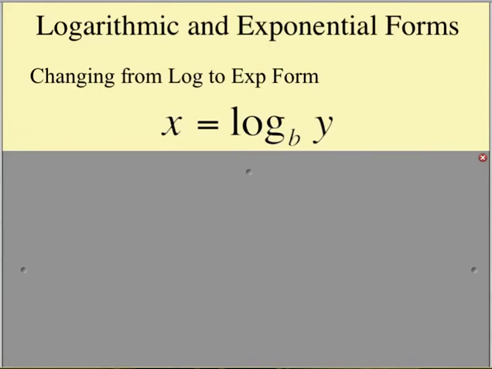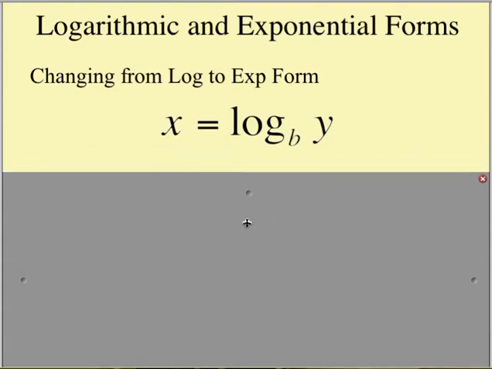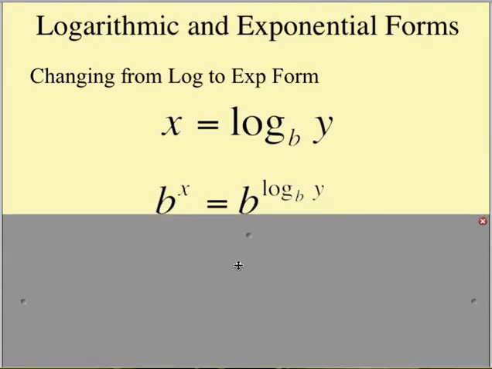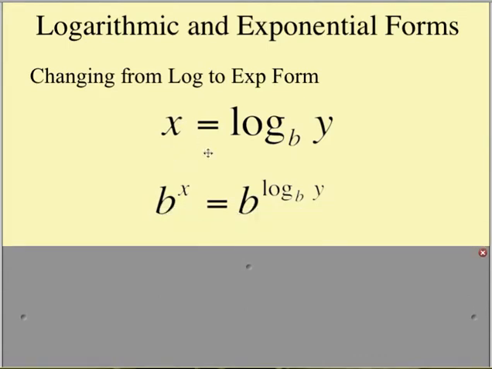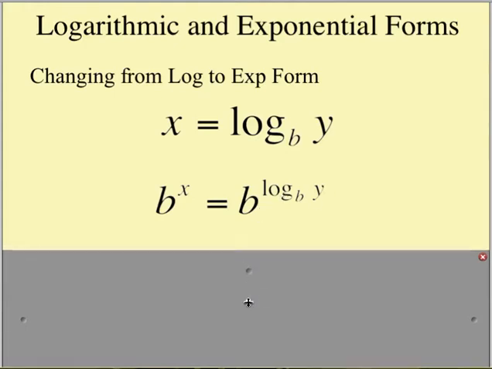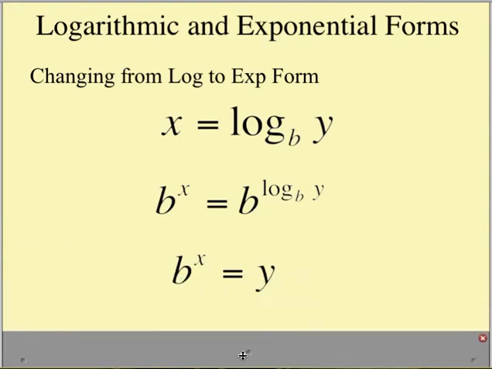Logarithmic and exponential forms. Now you should be able to change back and forth from a logarithmic form to an exponential form and vice versa. Whatever the base is, that's what you want to do to both sides. On this one it says change from log to exponential form. What we're going to do is exponentiate both sides, meaning make both sides the exponent. So the left side is going to become b to the x, and the right side is going to be b to the log base b of y. Now using that inverse property, I'm going to cancel out that right side, so I'm just left with b to the x equals y.